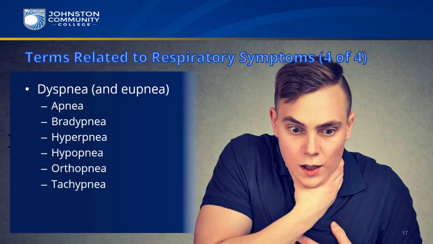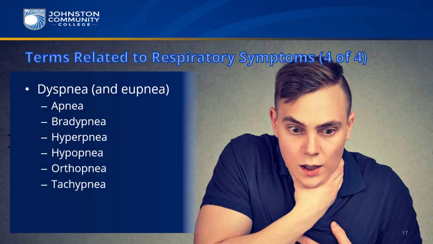All right, now each of these terms ends with the suffix pnea, which means breathing. Therefore, dyspnea is abnormal, difficult, or uncomfortable breathing. Eupnea, our prefix eu, is good or normal. So this is good, normal breathing. Then we have apnea. Remember, a as a prefix is our no, not, without.